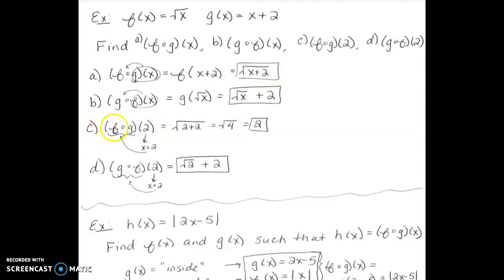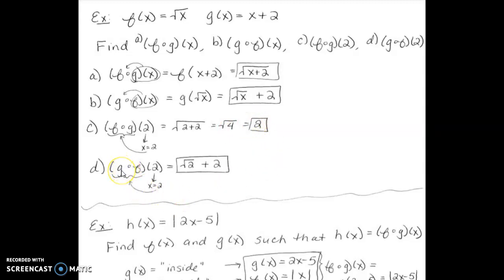Part C, f composed with g of 2. So this just means x is given to be a 2, and we're going to use that as the x value in the composition of f and g. We already found f composed with g of x. That was part A. So we're just going to take that result, and let x be 2, plugging in a 2 for the x. So we get the square root of 2 plus 2, both under the square root, which means add them together, so the square root of 4, which is 2.